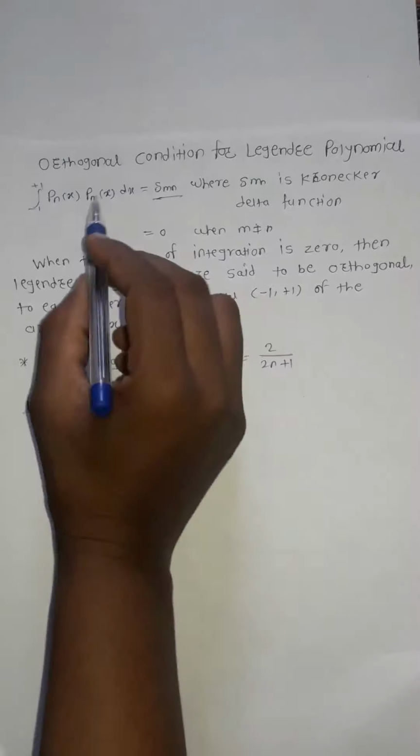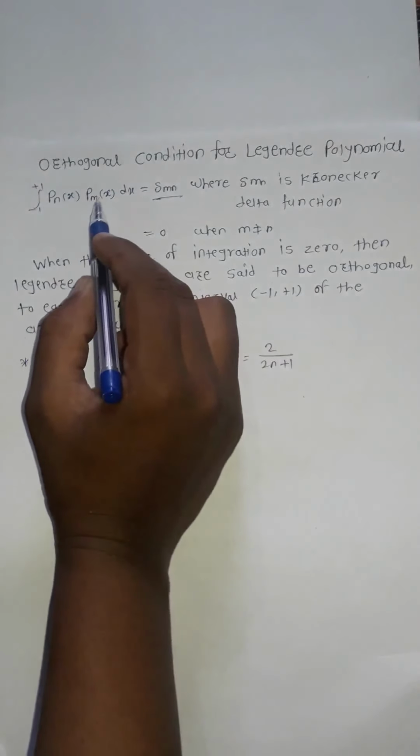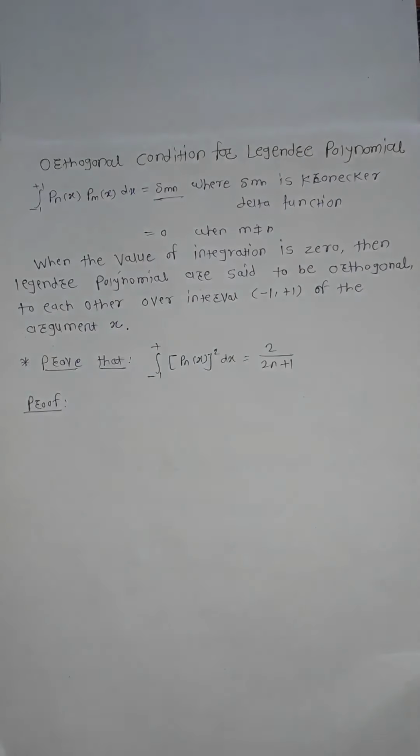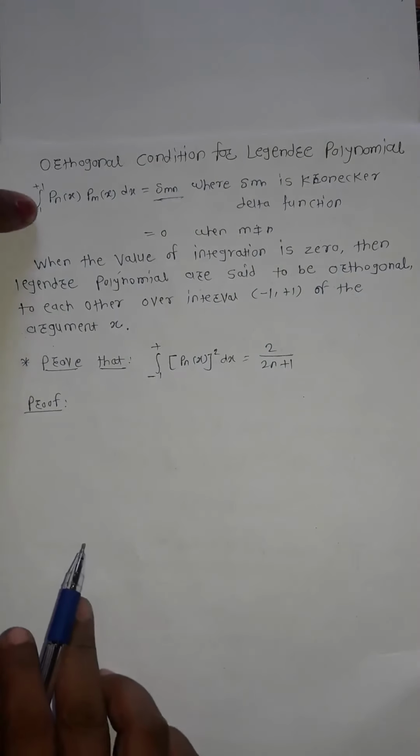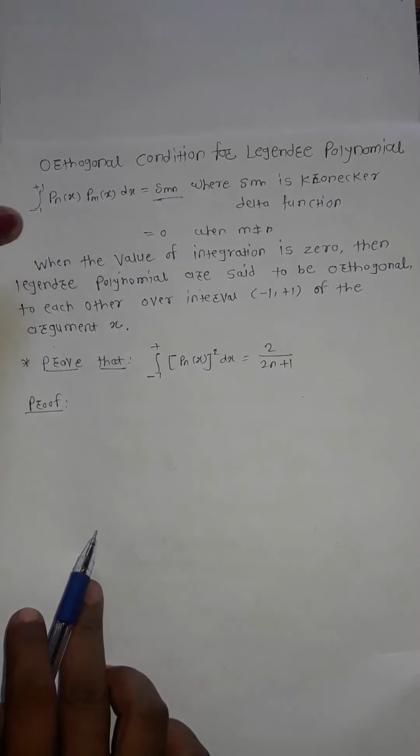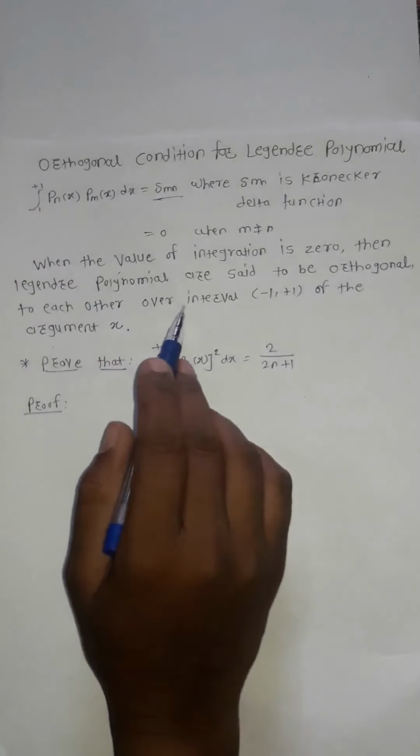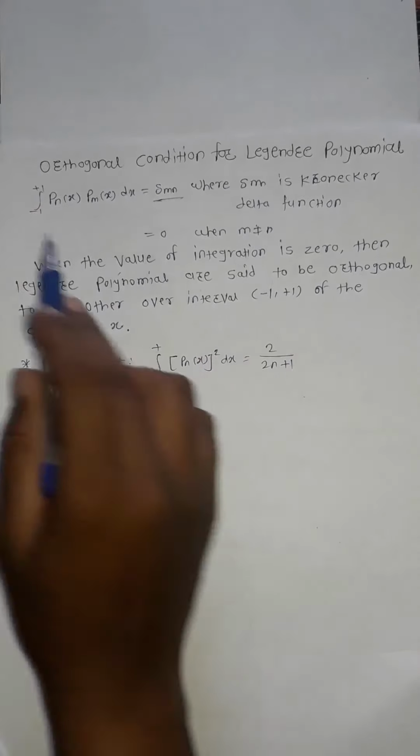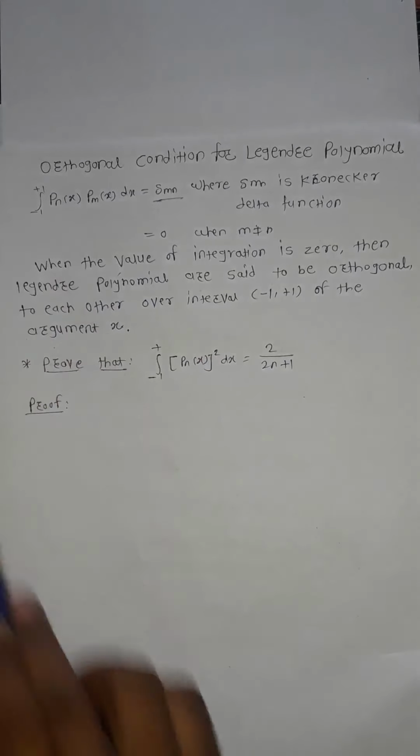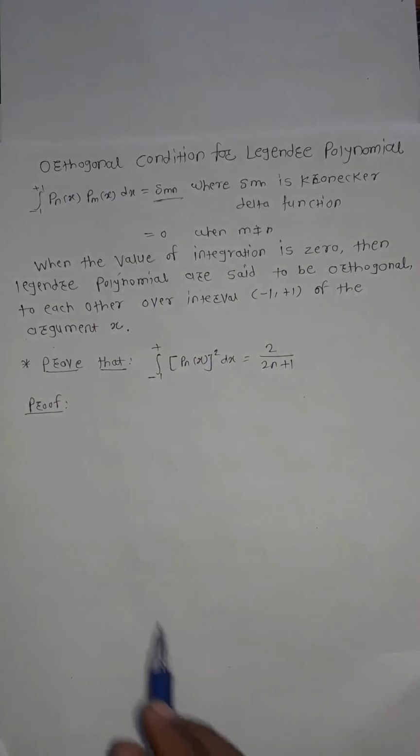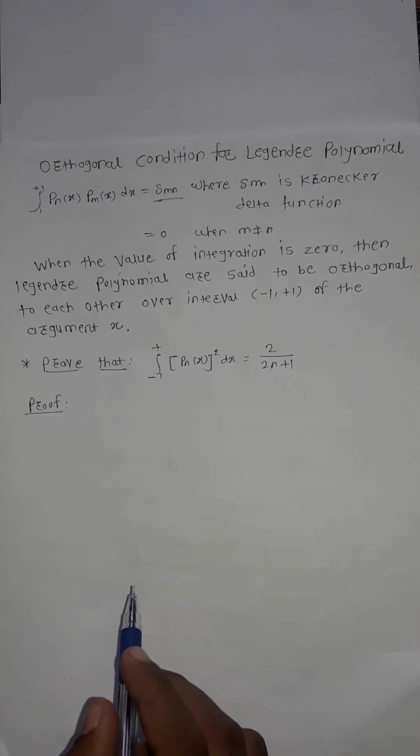Now this integral of Pn of x into Pm of x dx, that must be equal to 0. Then we have to say that the two functions are orthogonal to each other. Now, what does it mean? When the value of this integration is 0, then Legendre polynomials are said to be orthogonal to each other over the interval -1 to +1. Now we have to prove the orthogonal condition for this Legendre polynomial.